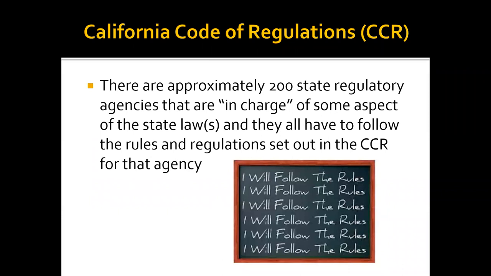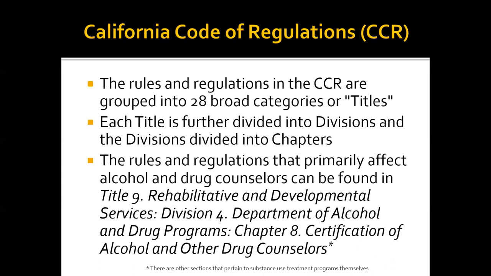There are approximately 200 state regulatory agencies that are in charge of some aspect of the state laws, and they all have to follow the rules and the regulations that are set out in the California Code of Regulations for that agency. Now, the rules and regulations in the Code of Regulations are grouped into 28 broad categories or titles. Each title is further divided into divisions, and each division is divided into chapters. It's basically a way of organizing all the different regulations that are in place for the state of California.